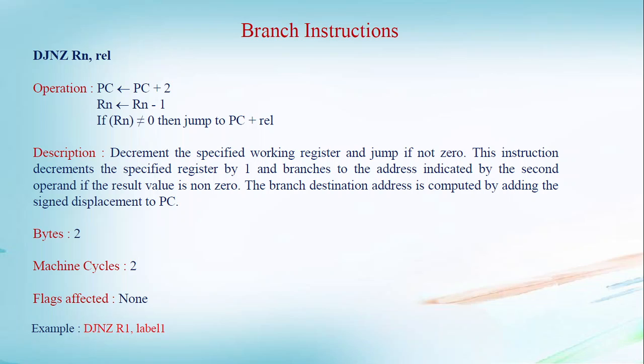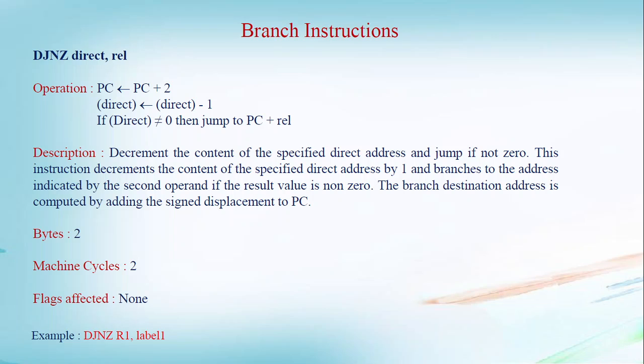So R1 gets decremented, and if it is not 0, then it has to jump, otherwise it has to execute the next instruction. Then DJNZ direct comma REL. Here the content of the direct address is going to be decremented and it jumps if it is not 0.